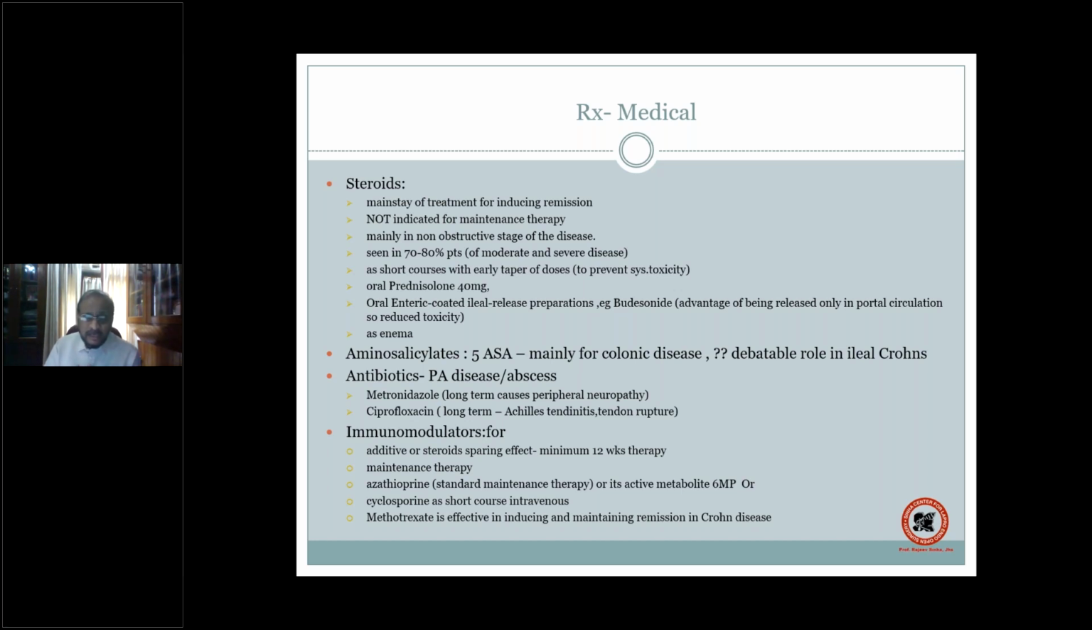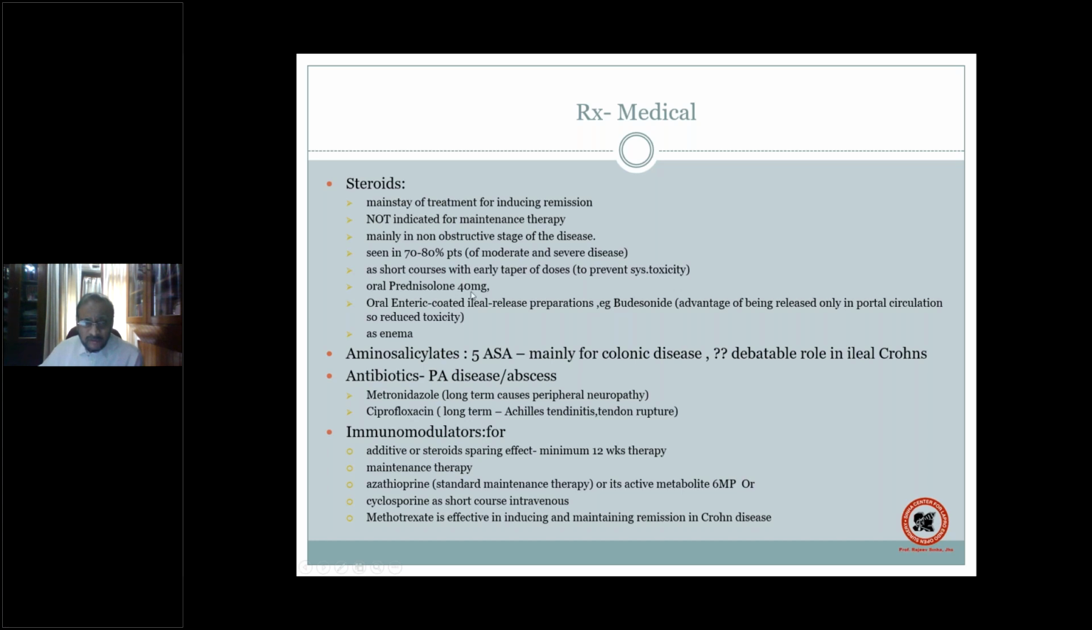That's why, mainly in the non-obstructive stage of the disease, it helps you. Seen in 70 to 80% of moderate and severe disease patients, the steroid response is very good in this group of patients who have moderate to severe Crohn's disease. And how do you use it? As short courses with early tapering of doses. Why? You want early tapering because you want to prevent systemic toxicity.